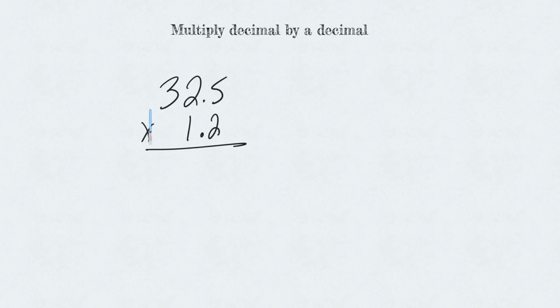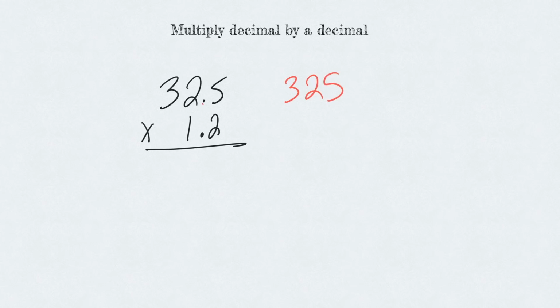Looking at our first problem, though, we're looking at 32 and 5/10 times 1.2, or 1 and 2/10. I personally don't like dealing with decimal points when I'm doing multiplication. So here's what I want to do for a second. Let's pretend they don't exist. So what we're going to do is turn this number into 325.